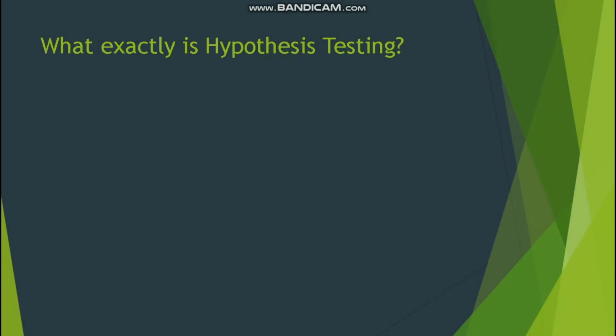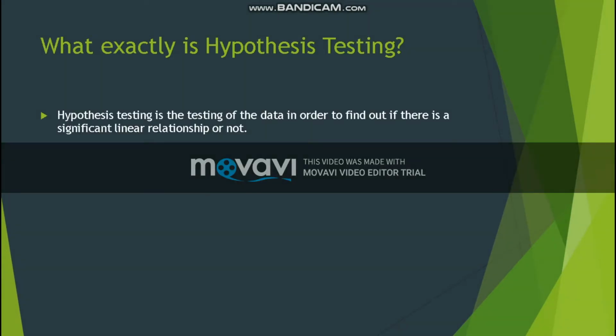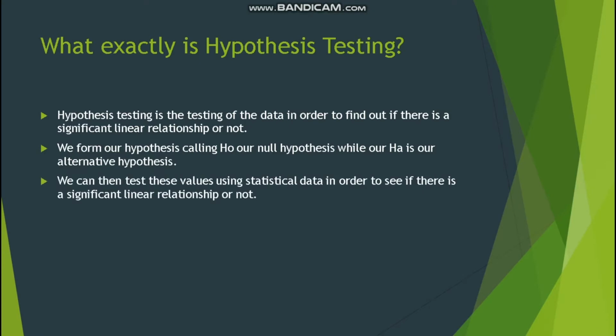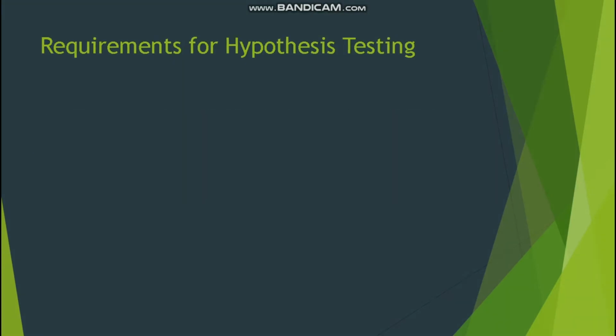What actually is hypothesis testing, though? Hypothesis testing is where we form a null hypothesis and an alternative hypothesis. We can then test these hypotheses using statistical tests and data to see if there is a significant linear relationship or not. There are a few important requirements we must be sure of before using hypothesis testing. The data must be linear, normal, independent, randomly taken, and they all must have equal variances.